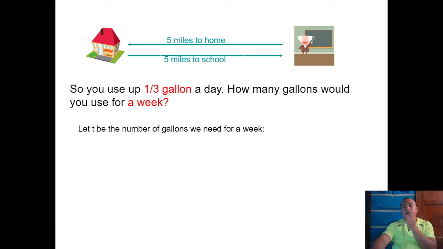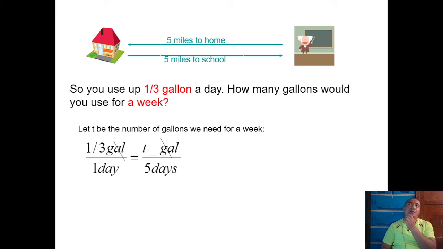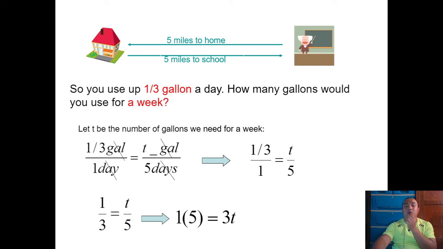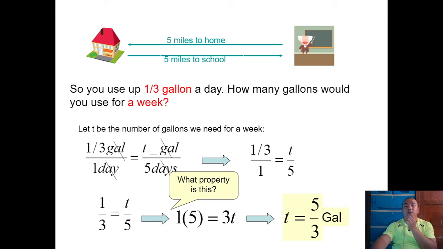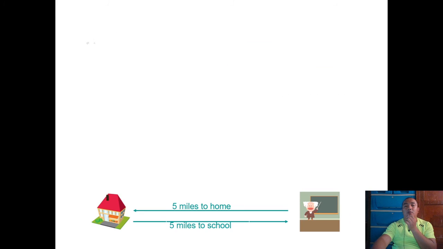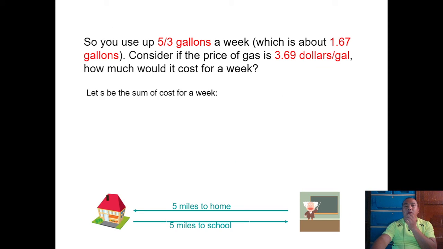How many gallons would you use per week? 1/3 times 7. Hindi, 5 times ka lang pala sa school, so 5 days. So 1/3 gallon per day is equal to T over 5. So 1/3 over 1 equals T over 5. 5/3 is equal to T. So 5/3. 5/3 ang answer. 5/3 gallon. So 5/3 gallons a week, which is about 1.67 gallons.